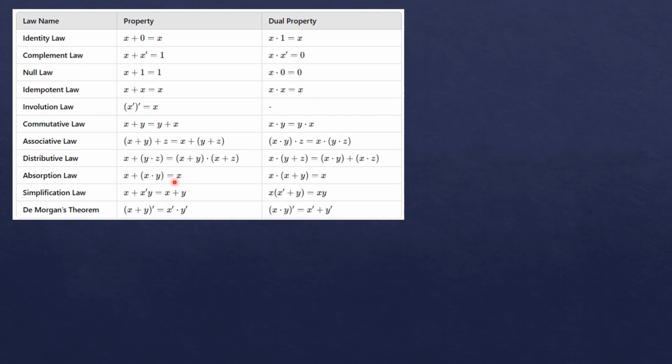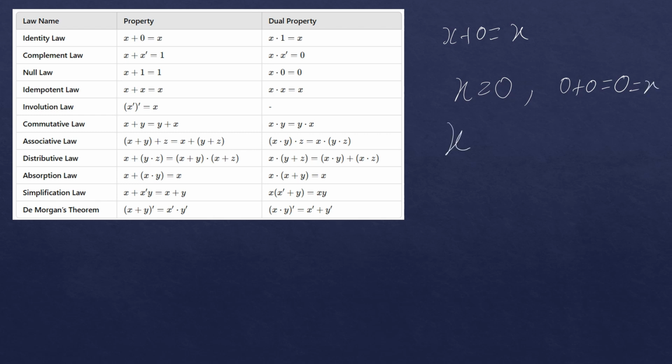First property, identity law. What it says: in an OR gate, x plus 0 is x. Here x can be any value, but x should be a Boolean value. Let's analyze it. x plus 0 is equal to x. First, we'll consider x is equal to 0. Then 0 plus 0 is equal to 0, and this is equal to x. So we have proved the first case using 0.